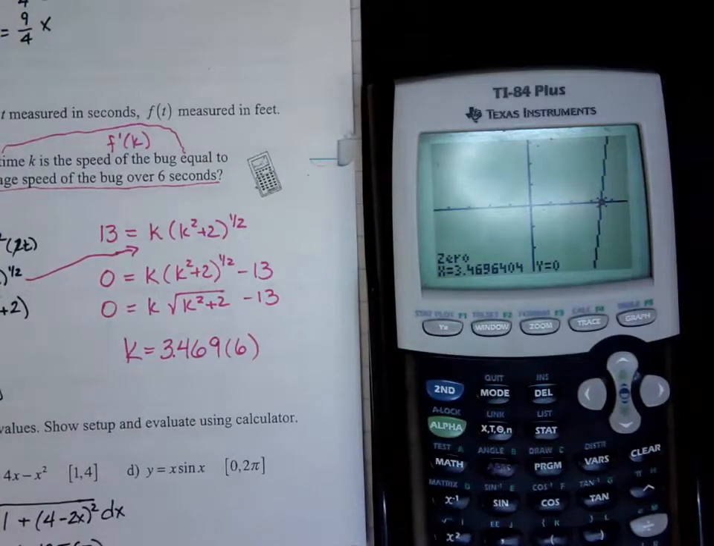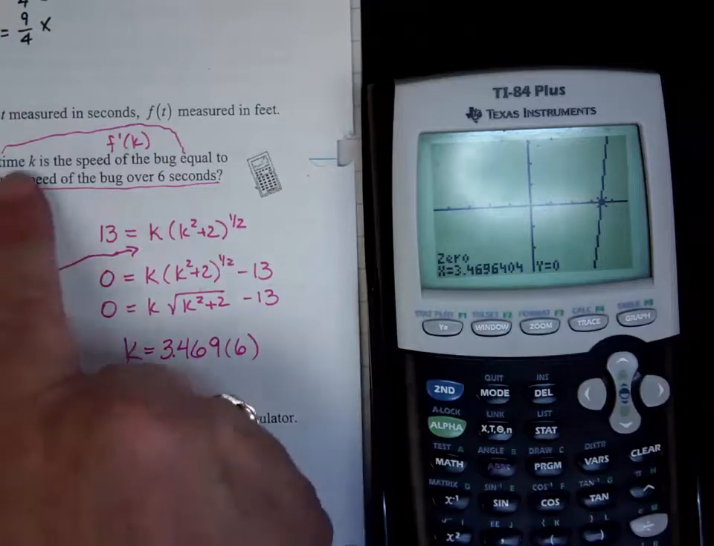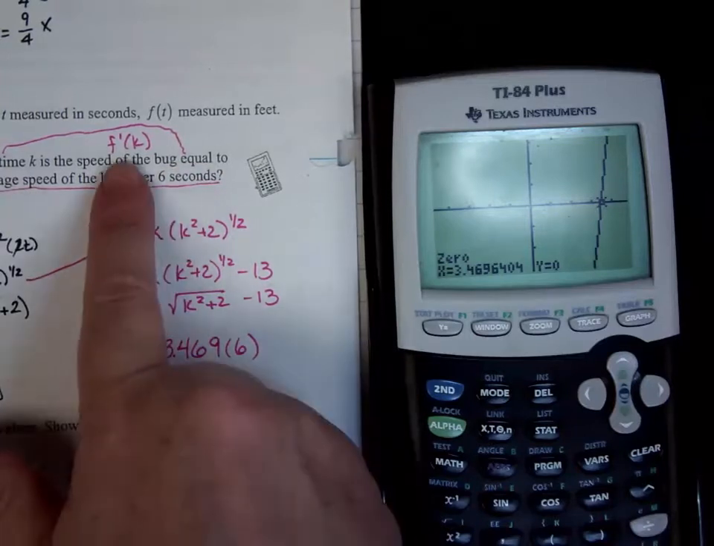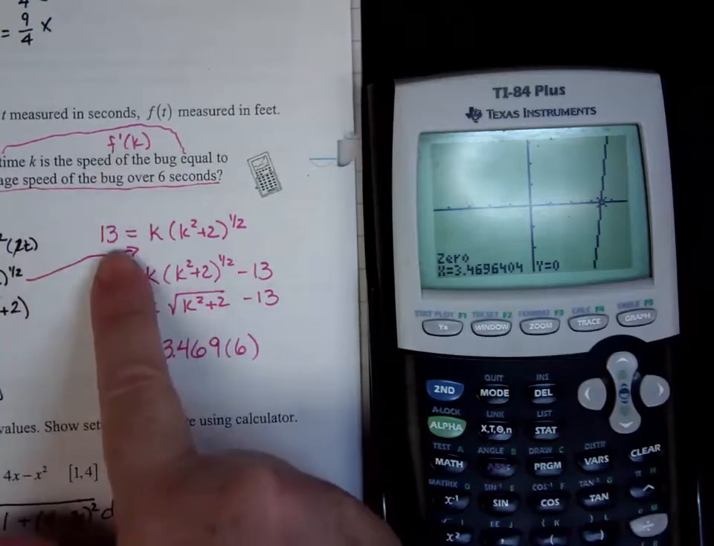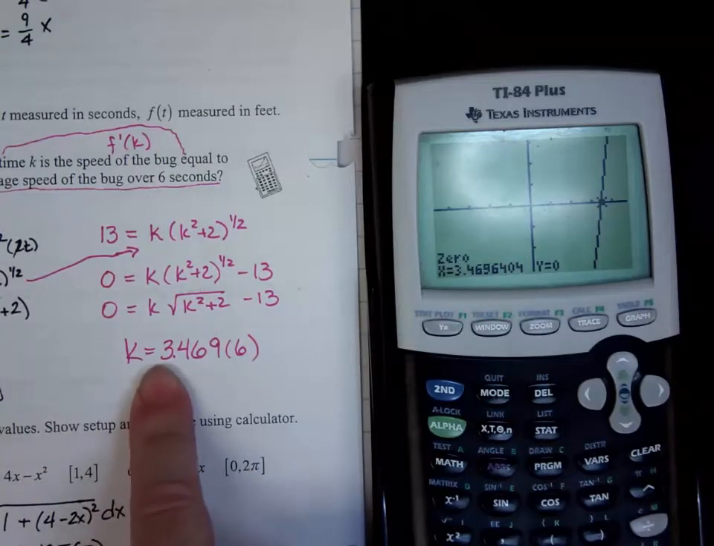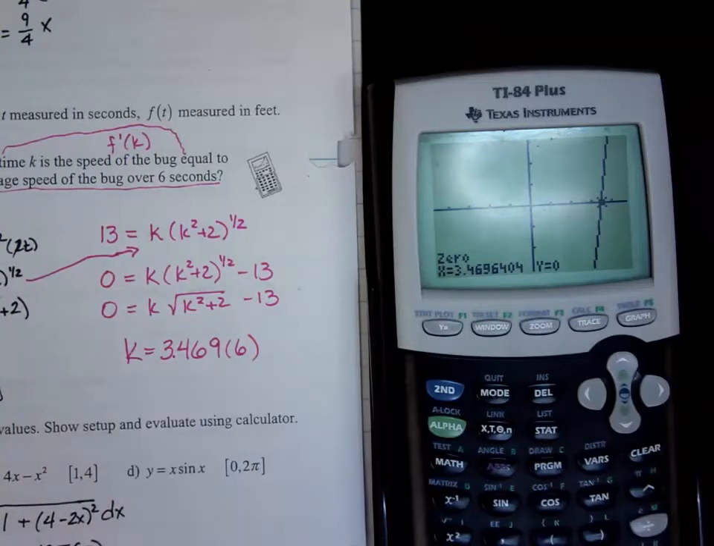Okay, so let's recap. We said we wanted to find where the speed of the bug at time k, which is the derivative at k, is equal to the answer we just got. So when you solve it and set it equal to 0 and do the zeros, you find that answer right there. Okay? Any questions?